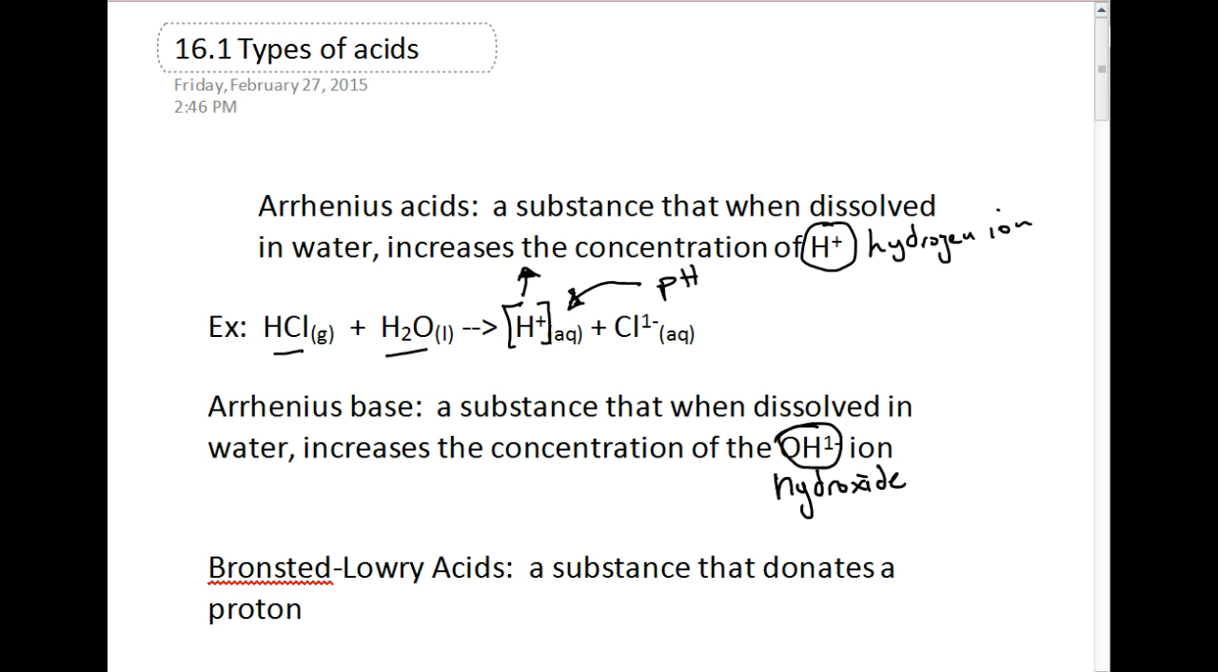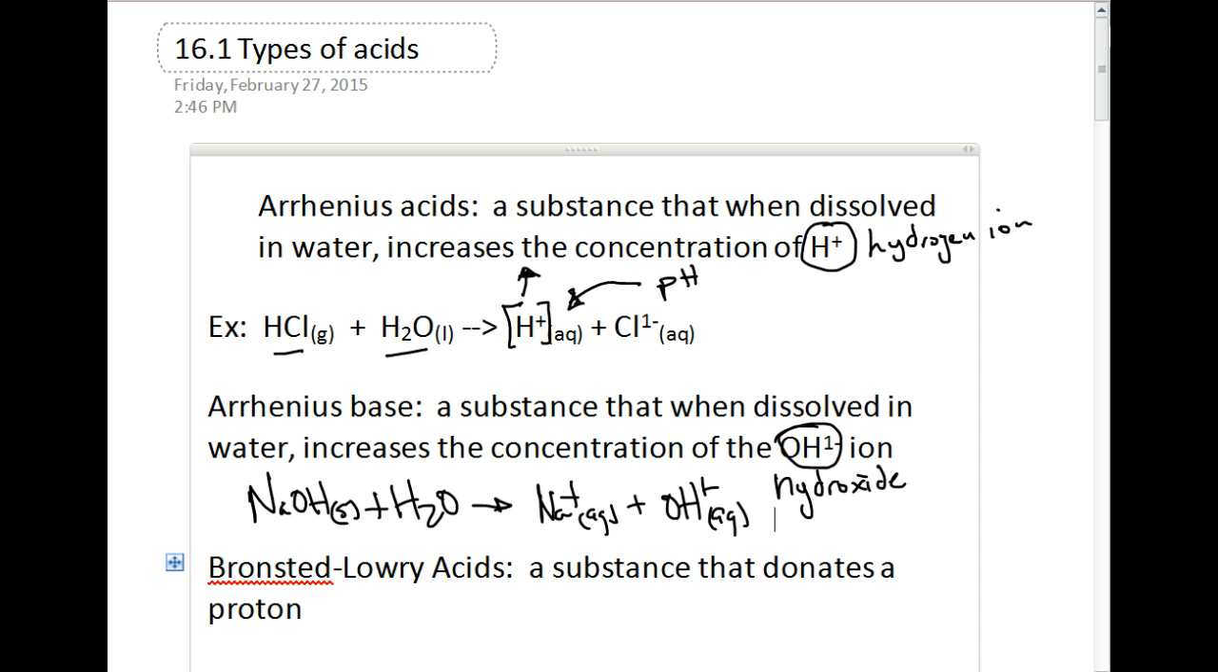So something like sodium hydroxide, solid sodium hydroxide when placed in water, is going to once again ionize, and you're going to get the sodium ion aqueous, but you're also going to get that hydroxide ion aqueous, and that's going to increase our hydroxide ion concentration, again affecting pH, which we will talk about soon.